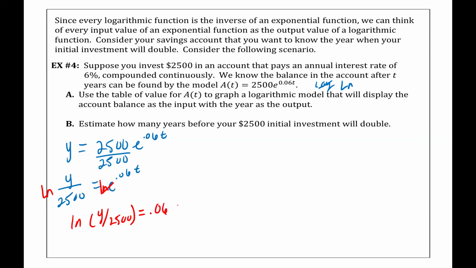And we get... Then we have to, what's the final thing? Divide. Divide by 0.06. So now, do we have our inverse equation? Yes, we have our inverse equation.